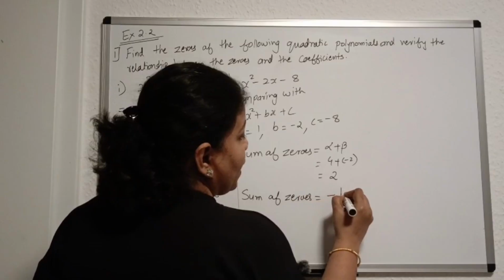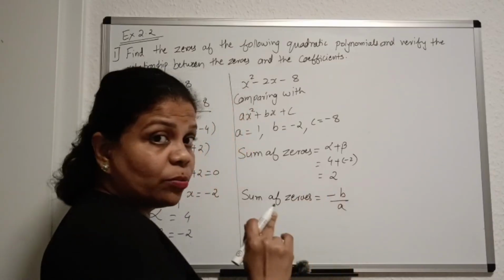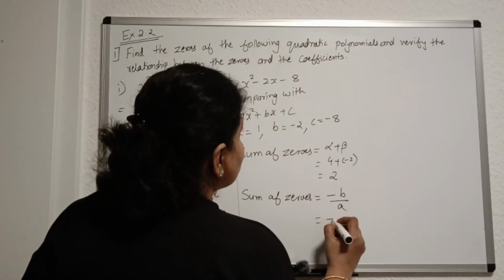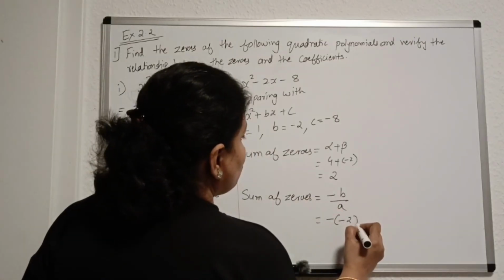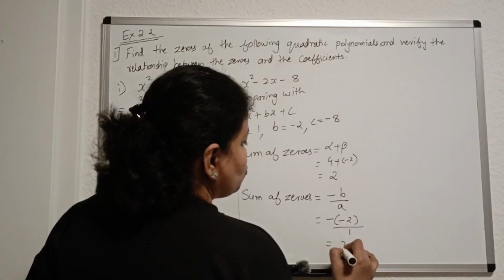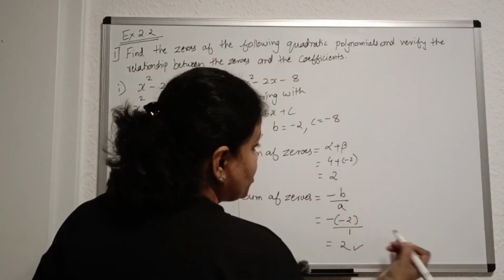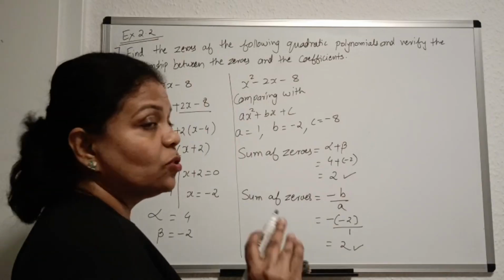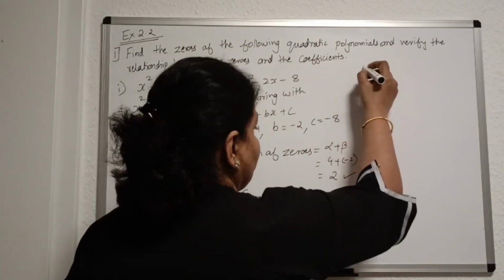It is minus b by a. This you have to remember, dear students. You get many MCQs also on this. So it is minus of minus 2 by 1, that is 2. So you can see by formula also it is 2, and manually also ये 2 ही आ गया. तो ये verify हो गया. The first relationship is verified.